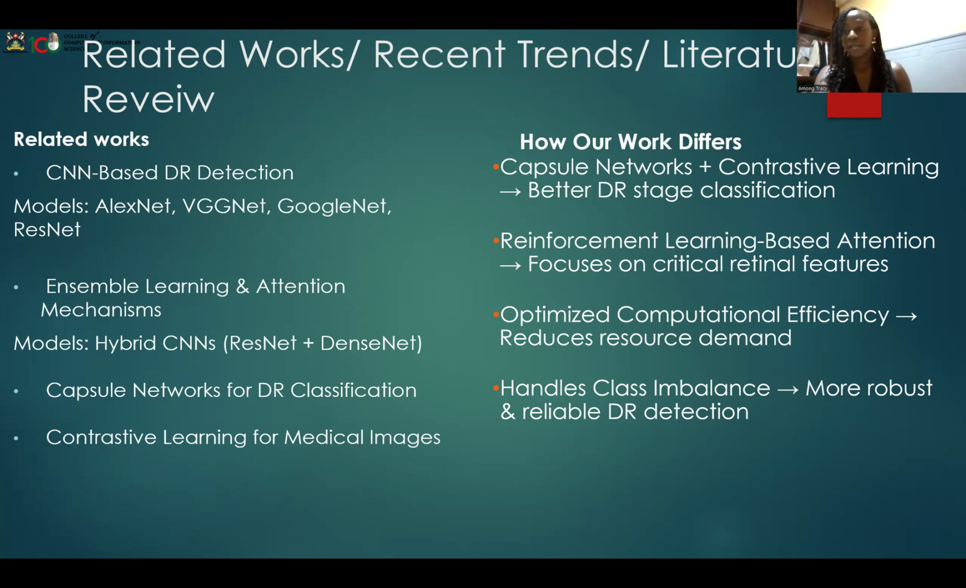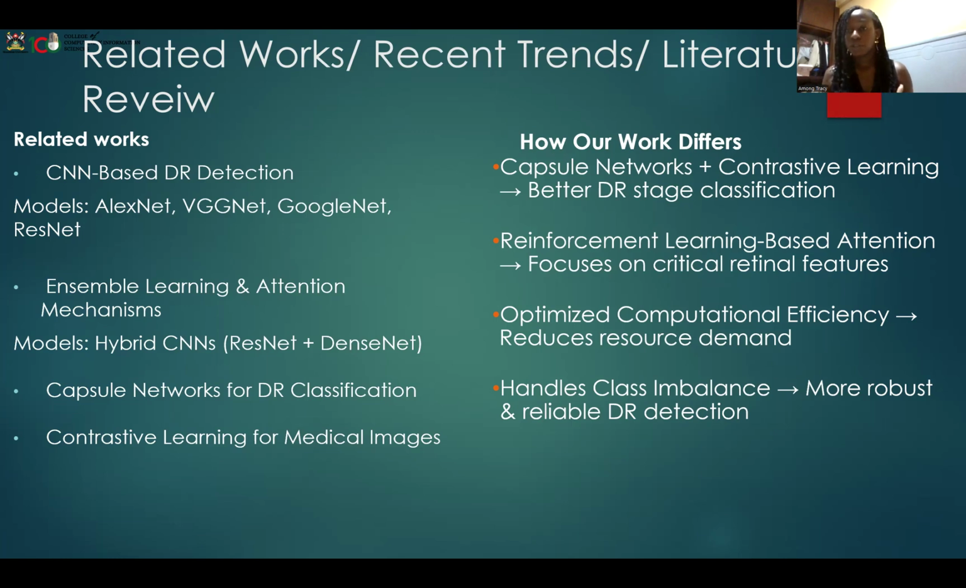What we know about contrastive learning is that basically it's grouping into similar and dissimilar pairs. So how is this useful in the diagnosis? It helps in training the model to distinguish between images of a healthy retina and those with DR. Then how our work differs from this, as you can see, is that we implemented capsule networks and contrastive learning, which enables better classification. We have reinforcement learning based attention. Here, basically, we're focusing on critical retinal features. Once you see attention based, then we have the optimized computational efficiency.